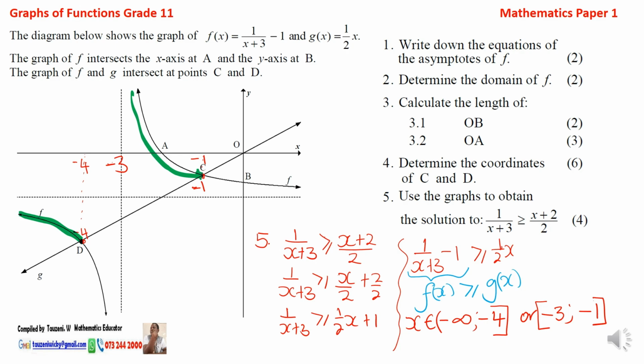The other things that we have calculated in question 1, 2, 3, the x-intercepts, how to read the equations of the asymptotes of the function. We need to be able to remember all those things. So that answers our question, graphs of functions, grade 11, mathematics, paper 1.